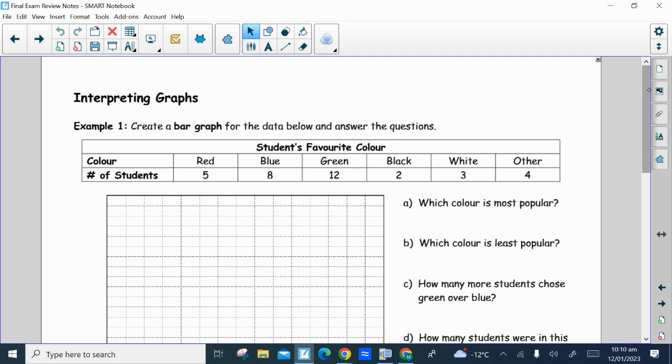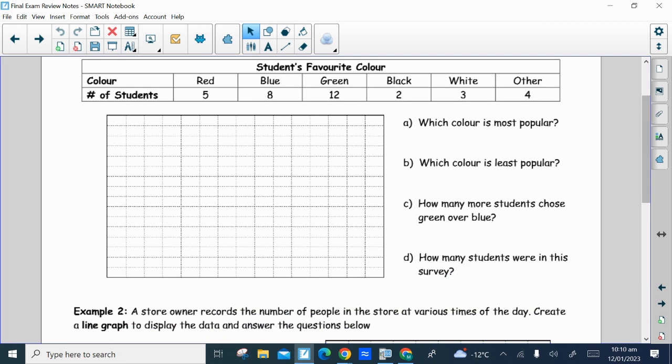Whatever the first thing in the table is, in this case the color on top, always goes along the bottom axis, the x-axis. And we need to make sure that we label our axes. So that would be where I would start. You have to label the axes.